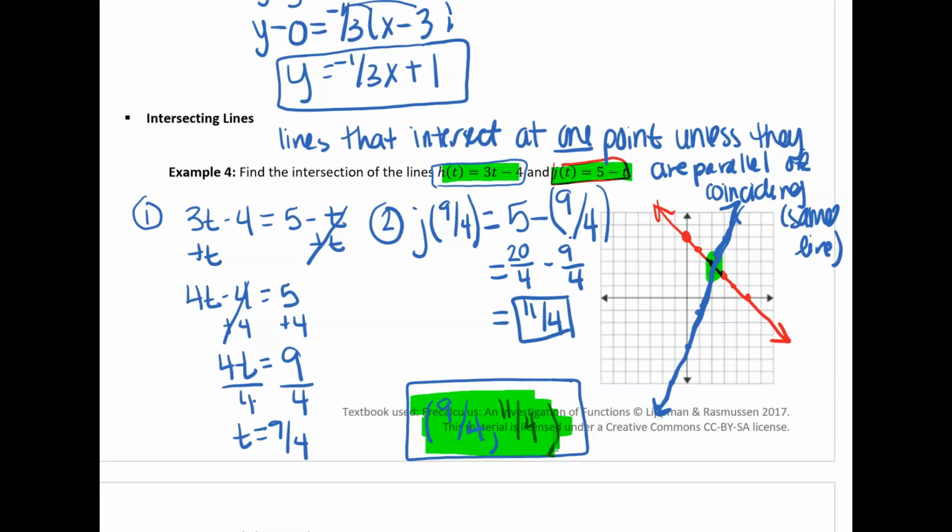So two steps. Step 1, you're going to set the equations equal, and then step 2, you've got to plug it into one of the equations because it's going to work for both of them. So I hope this helps you as you're working through your 2.2 section. If you have any questions, comments, concerns, or you get into the homework and you need some further explanation, feel free to reach out to me.